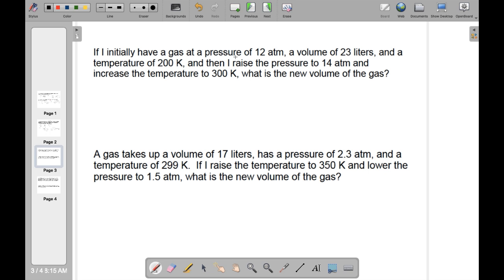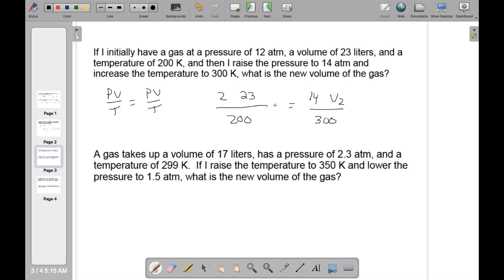If I initially have a gas at a pressure of 2 atmospheres, so yet again, let's just put our equation over here. So our initial pressure is 2, a volume of 23 liters, and a temperature of 200 Kelvin. So pressure, volume, temperature. And I raise the pressure to 14 atmospheres and increase the temperature to 300. What is the new volume? So I'm looking for the second volume.